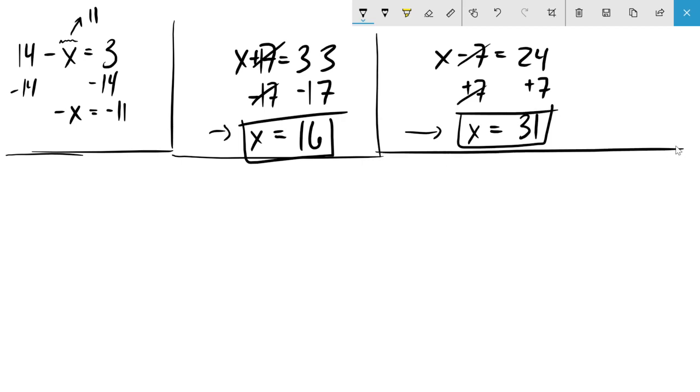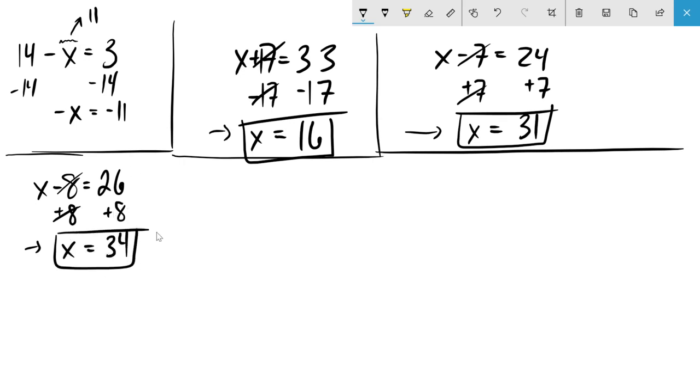Okay. Then going down, just some more practice here. If you have x minus 8 equals 26, how are you going to get rid of that minus 8 that you don't want over there? We would add 8. We're always doing the opposite operation to get rid of whatever is trapped next to the x. And then we'd be left with x equals 26 plus 8. What's that? 34. Okay.